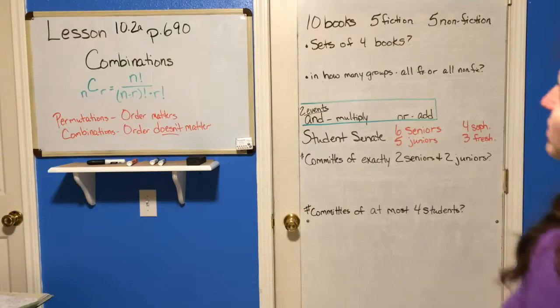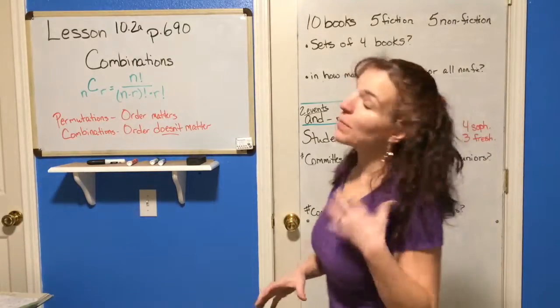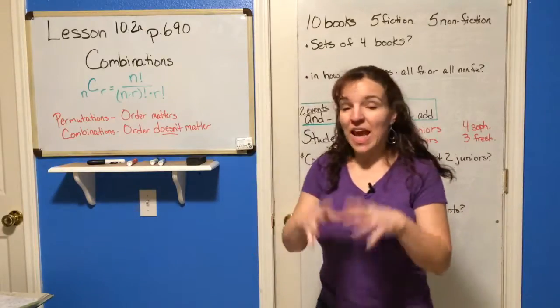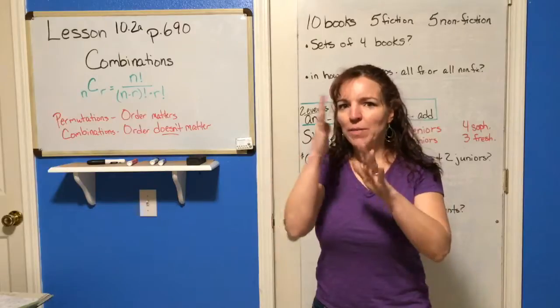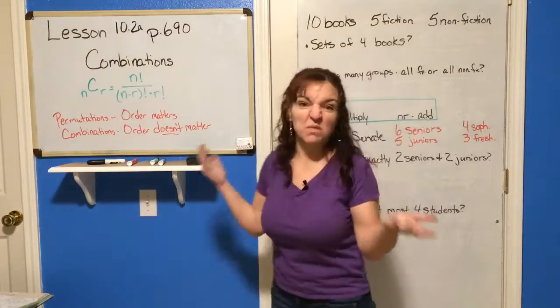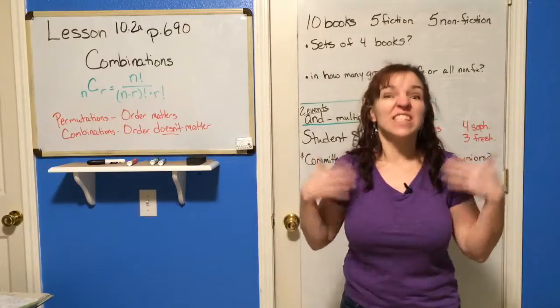The first part of section 10.2 is on combinations. Now, in the last section, we talked about permutations, and that's where the order matters. So ABC is not the same as CBA. In combinations, the order doesn't matter. So ABC and CBA are the same thing.